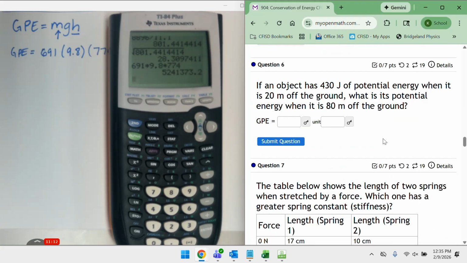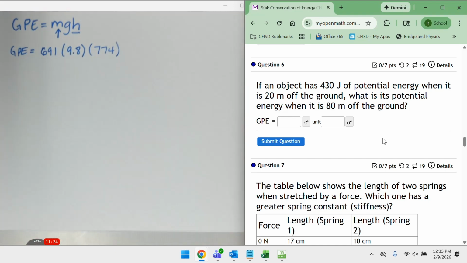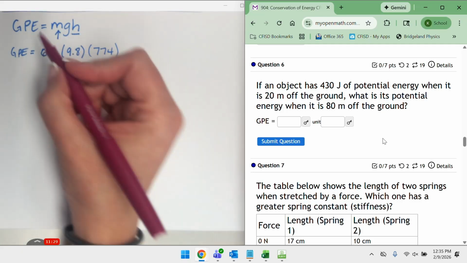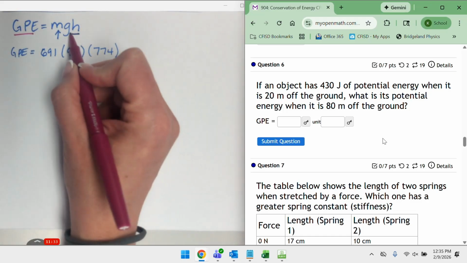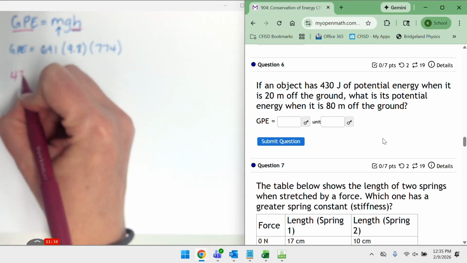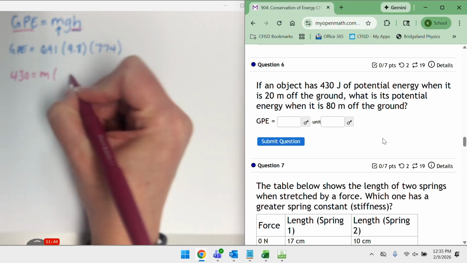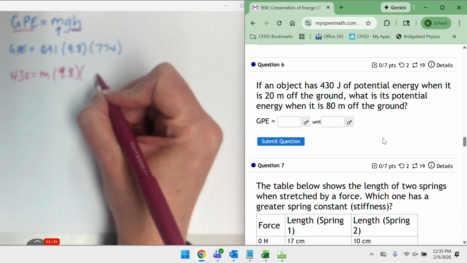All right, question 6. If an object has 430 joules of potential energy when it is 20 meters off the ground, what is its potential energy when it is 80 meters off the ground? Again, this is kind of similar to that other one where you have a couple of different methods for solving this. Because they tell you the amount of gravitational potential energy when it is at a specific height, you could use that information. 430 joules equals m times 9.8 times the height, and this first one was 20.